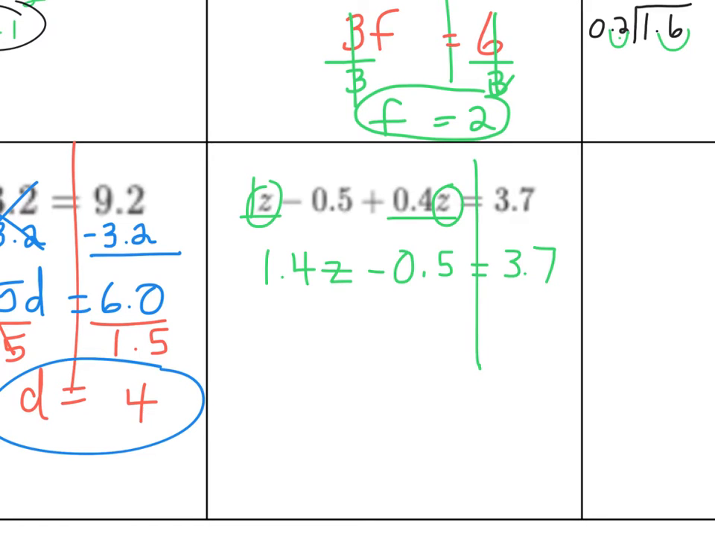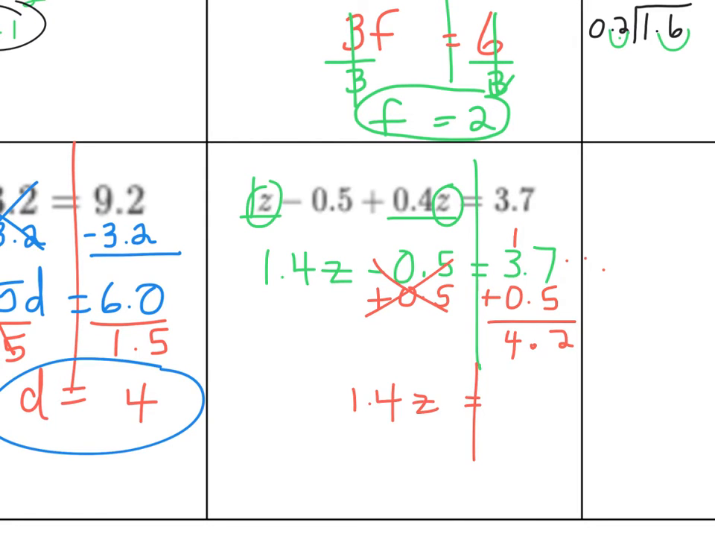Okay, now I have my two-step equation. Here's my z right there. So I'm going to do the opposite of this. Plus 0.5, plus 0.5 on both sides of the equation. This is going to cancel out. So this right here is going to be 4.2. So now I have, on this side of the equation, 1.4z equals 4.2.